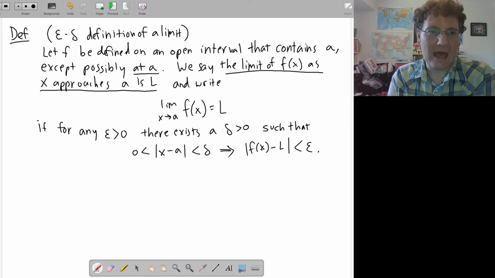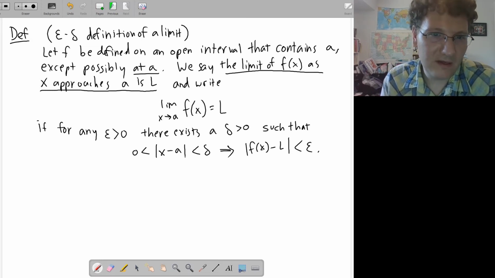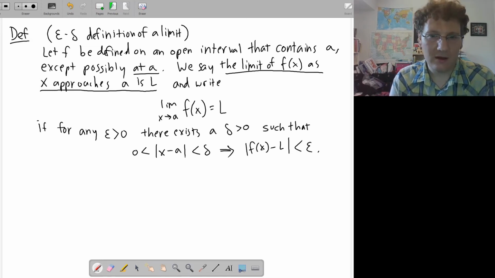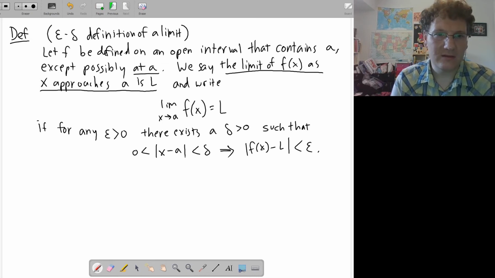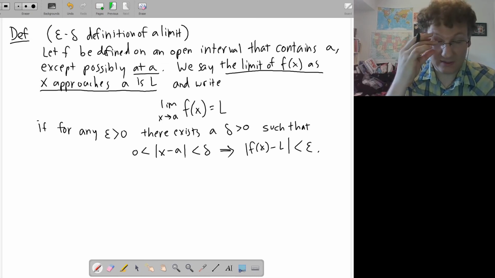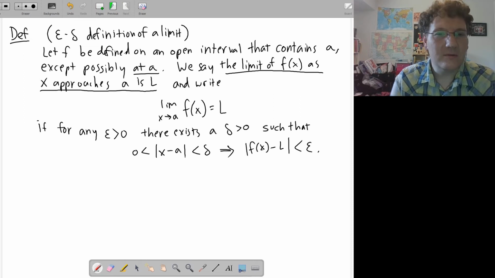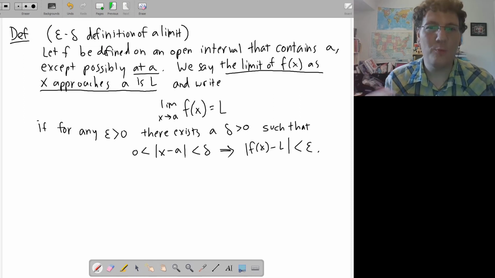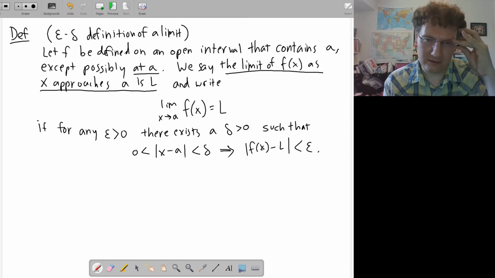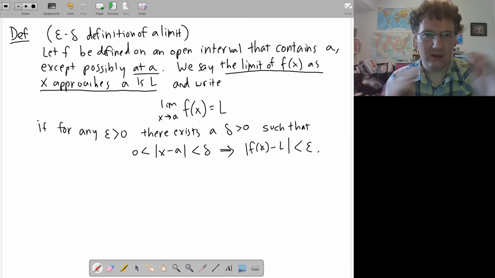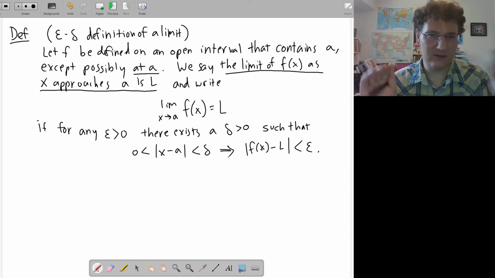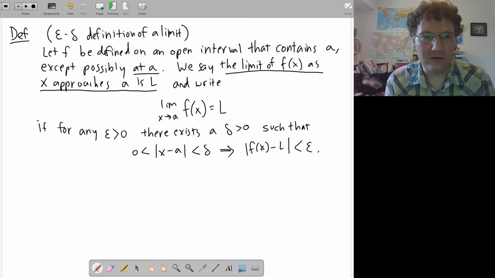This is the epsilon-delta definition of a limit. It's a more technical definition, and it's good to know about this. It's an alternative definition of a limit. I'm going to read it out for you. If f is defined on an open interval that contains a, open interval meaning not including the lower bound and the upper bound of the interval, except possibly at a. So the function doesn't have to be defined at a.